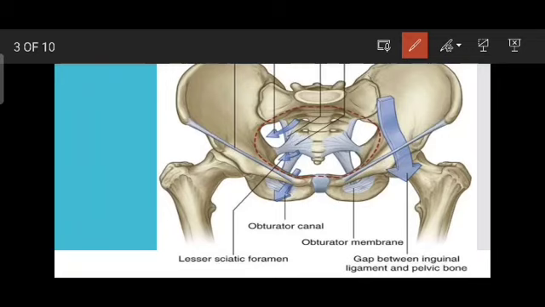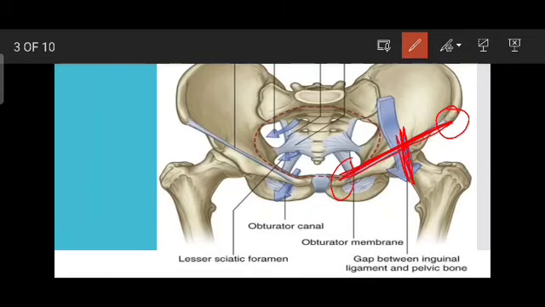We know that the inguinal ligament is attached laterally to the anterior superior iliac spine and medially to the pubic tubercle. Below this only we have that gap.